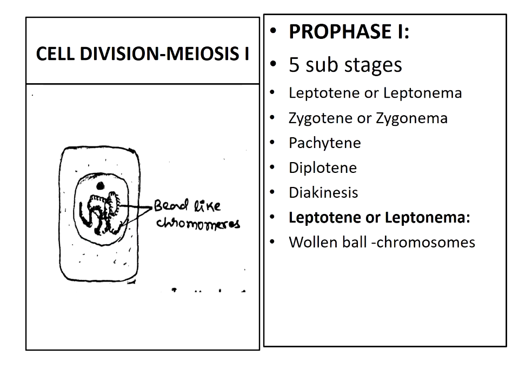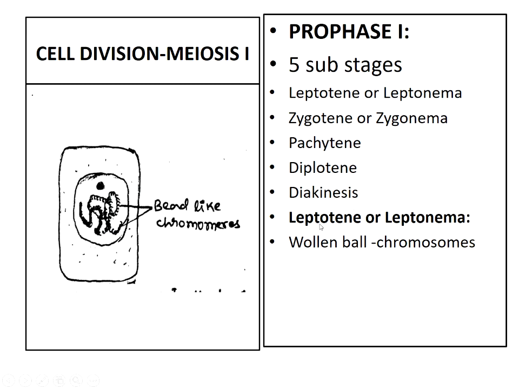So let us discuss the prophase first. It is a longer stage in meiosis, hence prophase first is classified into 5 substages. The first one is leptotene or leptonema, second is zygotene or zygonema, third is pachytene, fourth is diplotene, and fifth is diakinesis. So these are the 5 substages in prophase first.